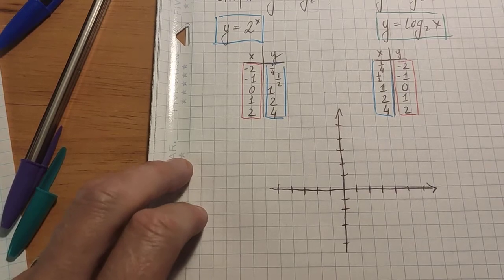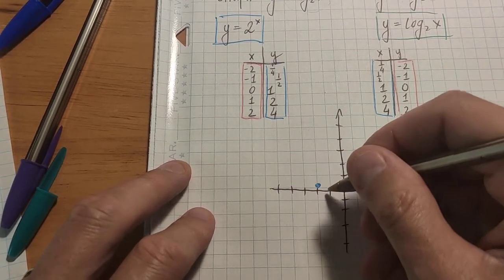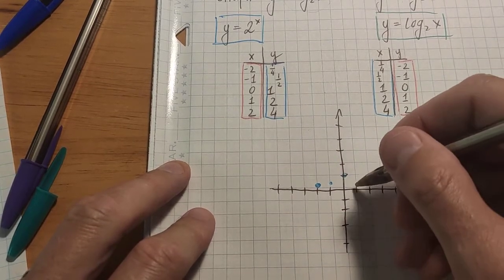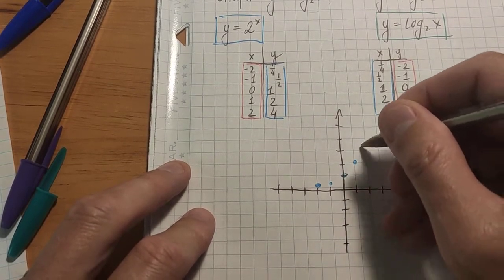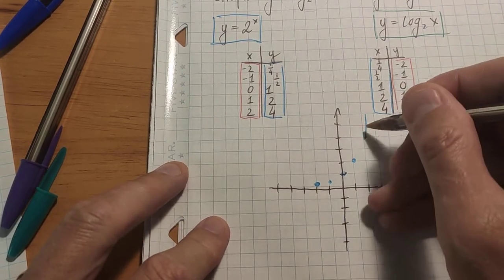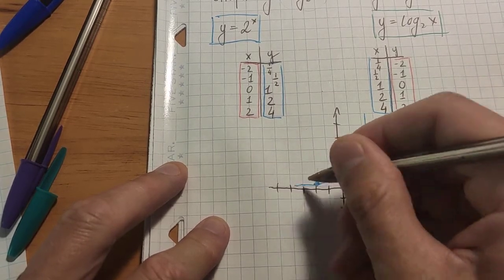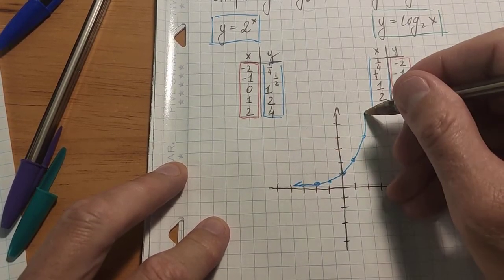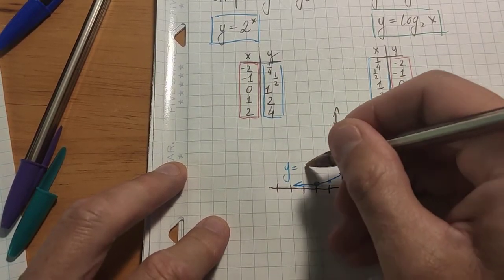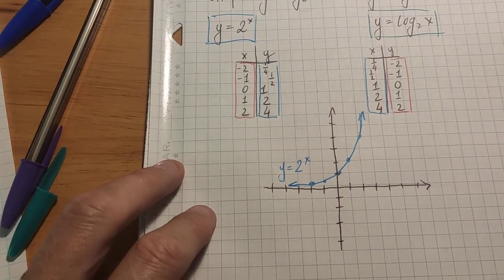Okay. So for -2 I have 1/4. For -1 I have half. For 0 I have 1. For 1 I have 2. For 2 I have 4. Okay, so this is my exponential. Okay, it keeps going up. So this is my y equals 2 to the x.